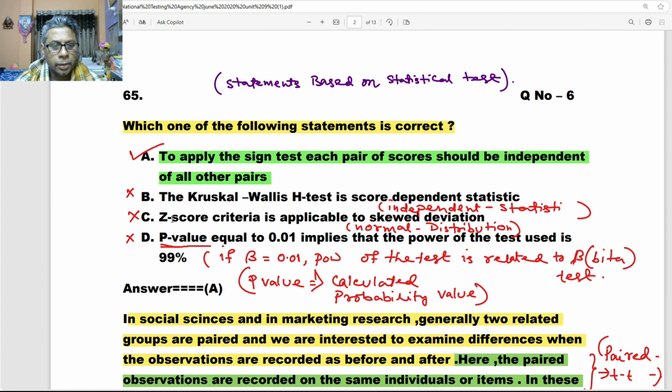Statement B: the Kruskal-Wallis H-test is a score-dependent statistic. The Kruskal-Wallis H-test is a non-parametric statistical test, so this statement is not true. They have given score-dependent statistics; it should be independent statistics because this is non-parametric statistics. Next, the Z-score criteria is applicable to skewed distributions. This statement is also wrong. The Z-score criteria is applicable to the normal distribution, not a skewed distribution.